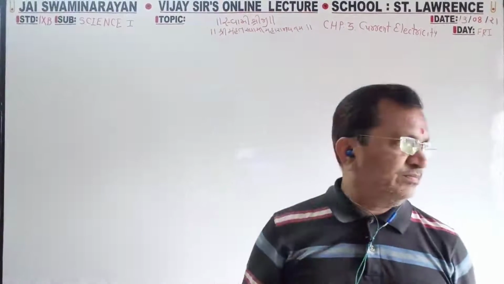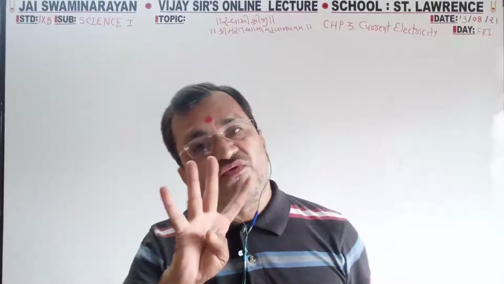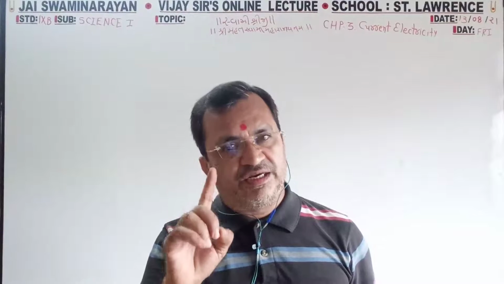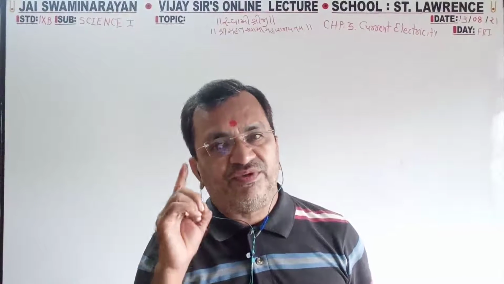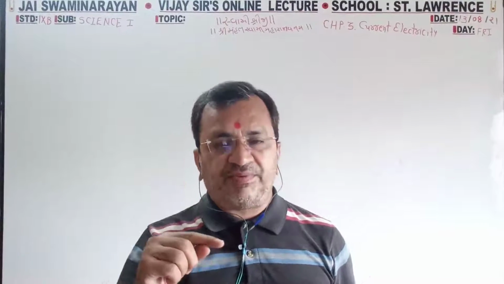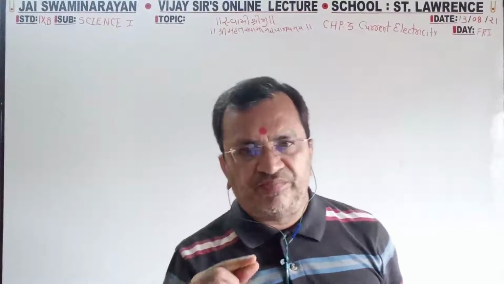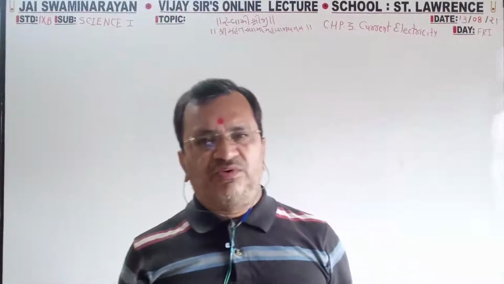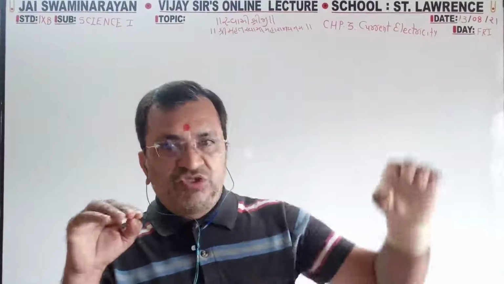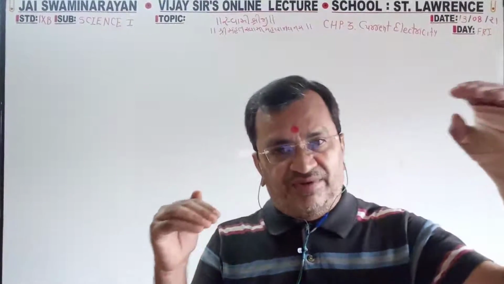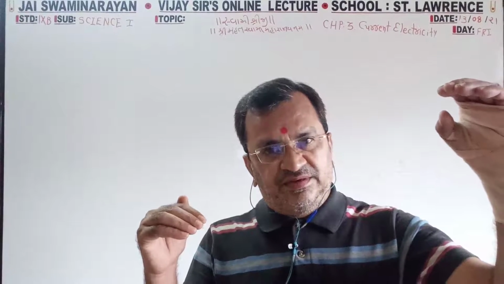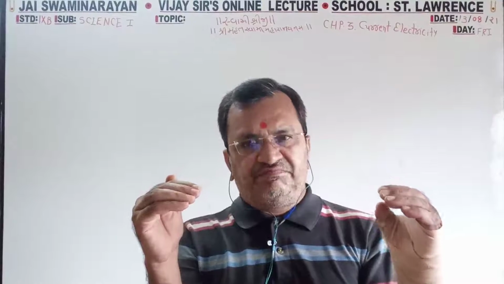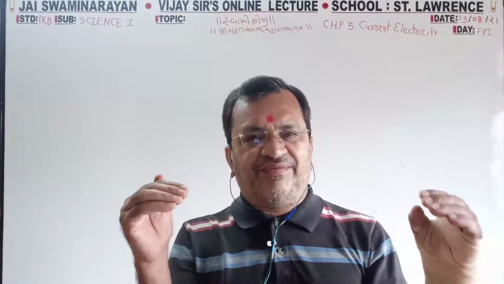Example number 1. Electric current also is a flow, one type of flow. So the first example of flow is water. Water always flows from higher level to lower level, so there is a difference between the levels. If it is at equal level, there is no flow from left to right or right to left.